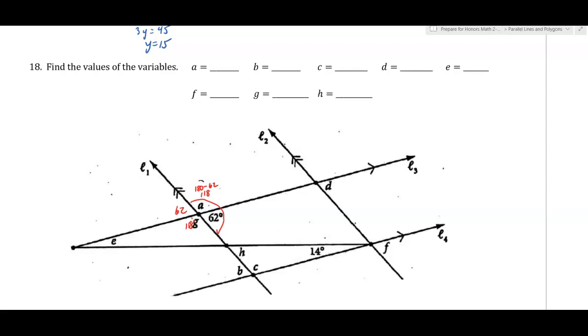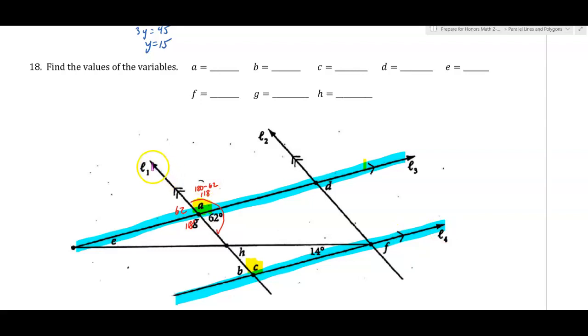Okay, now here's the thing. This angle and this angle here are corresponding angles, because if you look, they tell you this line is parallel to this line, and they also tell you that this line is parallel to this line. So you're using a combination of everything we learned about.